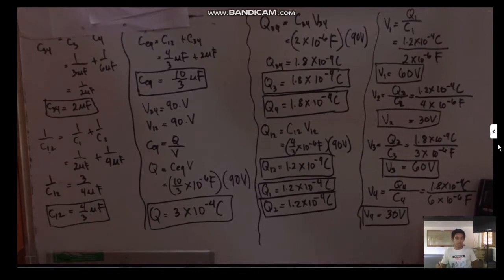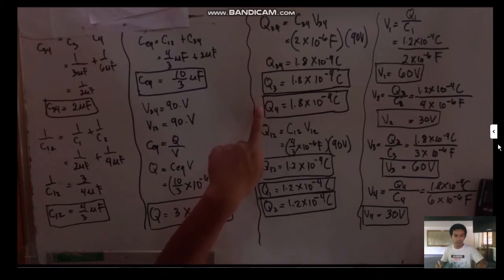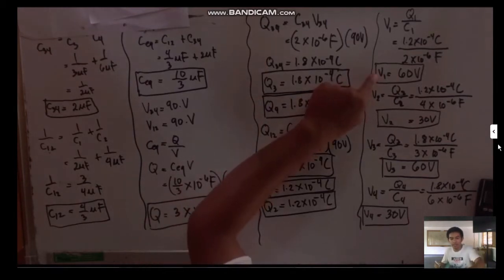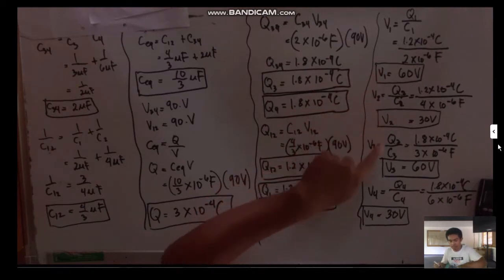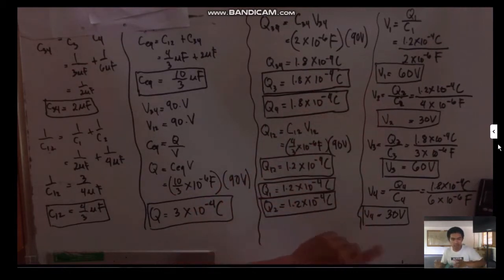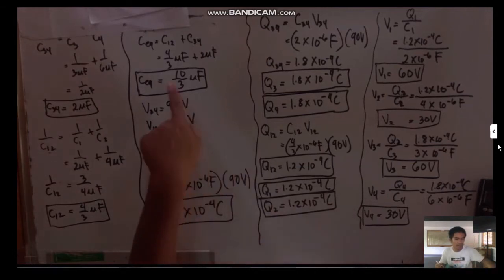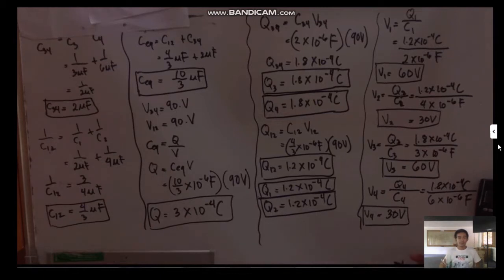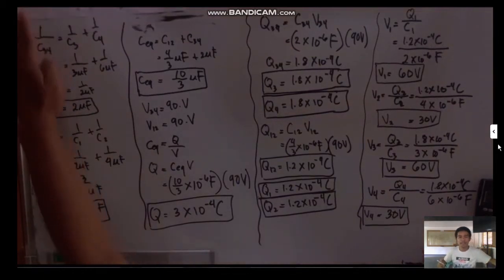So do we have Q1, Q2, Q3, Q4, the total charge? Okay, then we have V1, V2, V3, and V4, and total voltage is already given. And we have the equivalent capacitance. Okay? So that's example number 1.